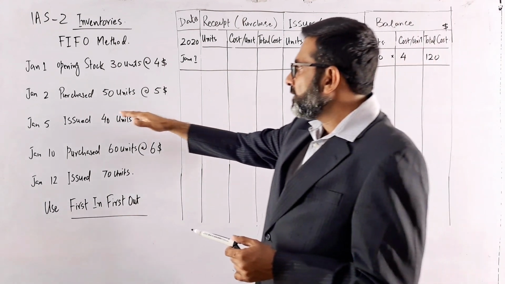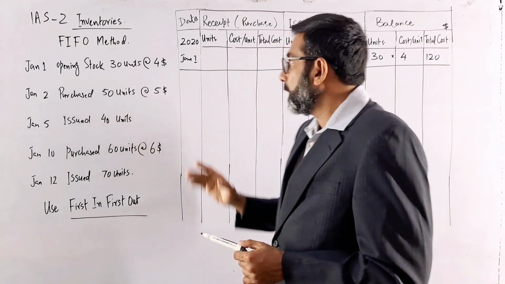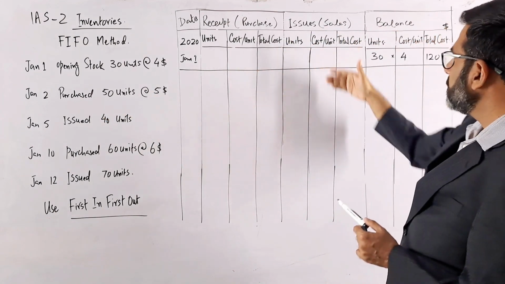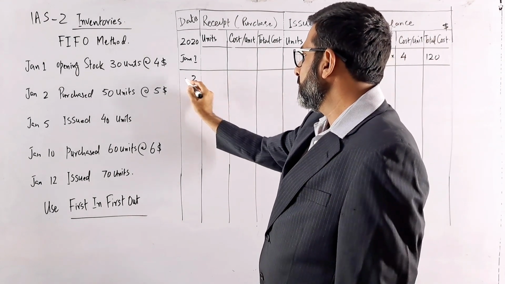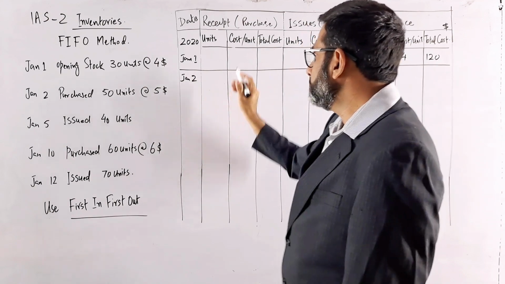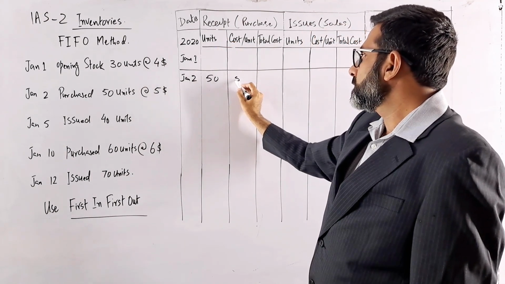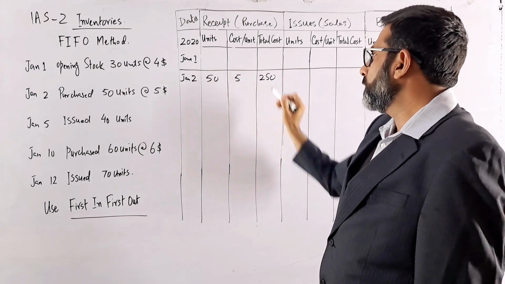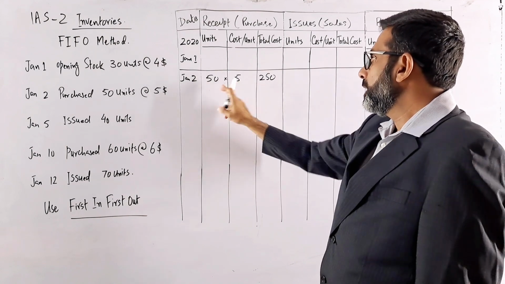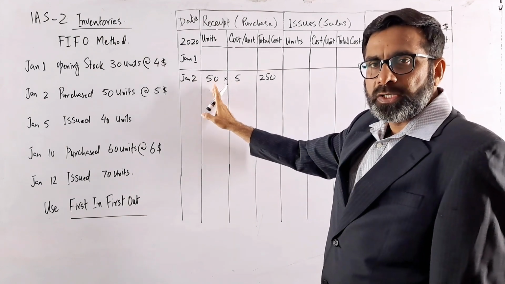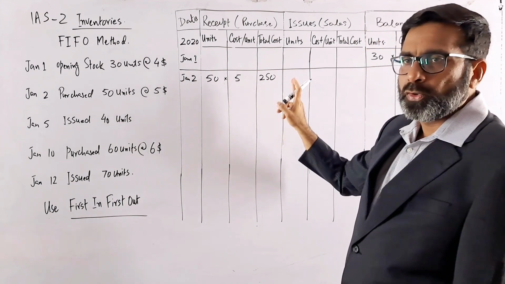Now the next thing they have done, they have purchased 50 units, and 1 unit is for $5. So we have a receipt, purchase, issued, and the balance. Obviously we will write this one here on the January 2nd. Units, how many units? 50 units, at 5, so it will be $250. So how are we calculating here? 50 units are there, 1 unit for $5, so it will be multiplication and it will be 250.